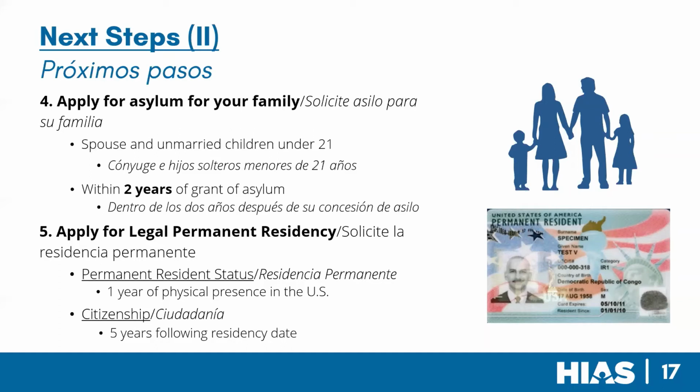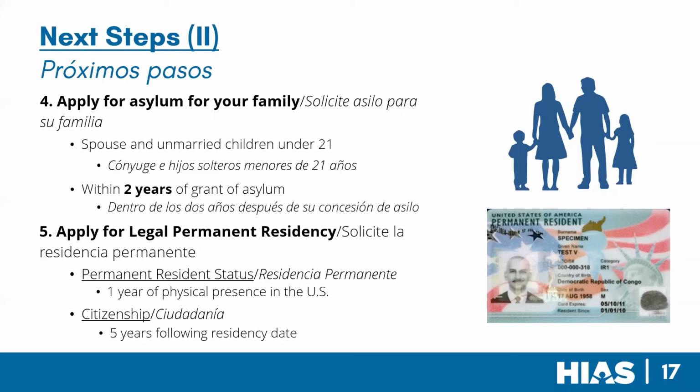And lastly, after 1 year of being physically present in the United States following your asylum grant, you may apply for legal permanent residency, often referred to as a green card. And then 5 years after the residency start date listed on your green card, you can apply for US citizenship.